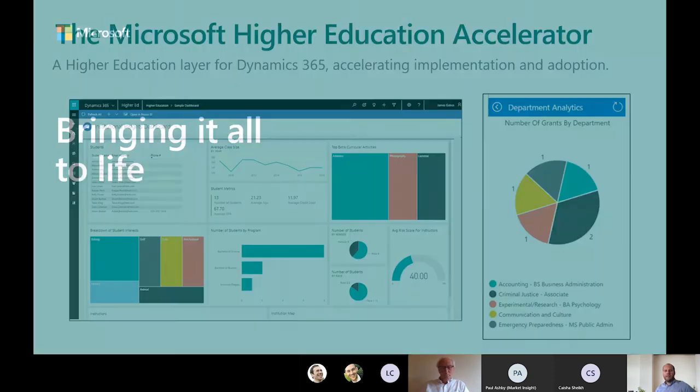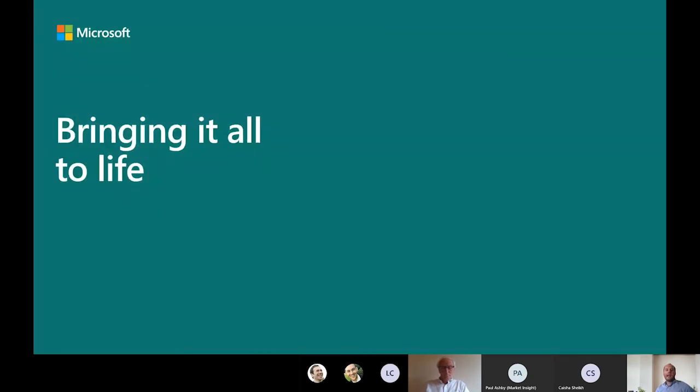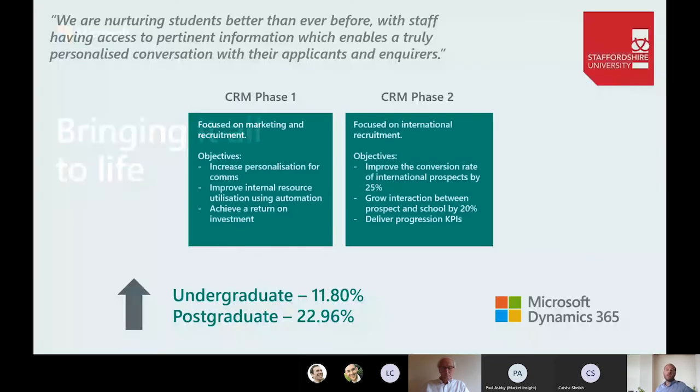So let's bring this to life. How we're actually seeing this play out in education, and we've got dozens and dozens of education customers in the UK, but I wanted to show you some that I think are doing particularly interesting things. So Staffordshire University, they recognised a few years ago that they massively needed to change the way they were engaging with prospective students and current students actually, but the main focus initially was on prospective students.